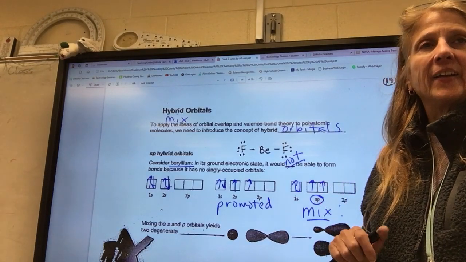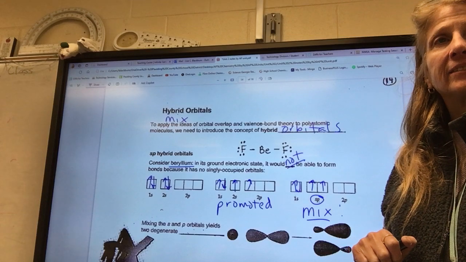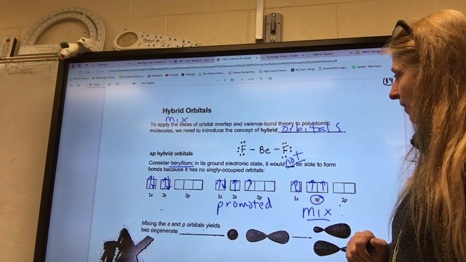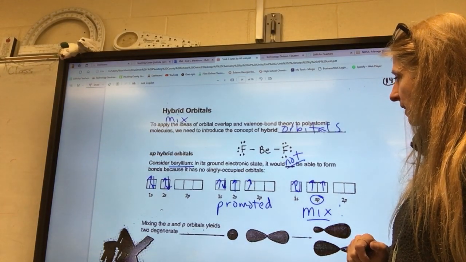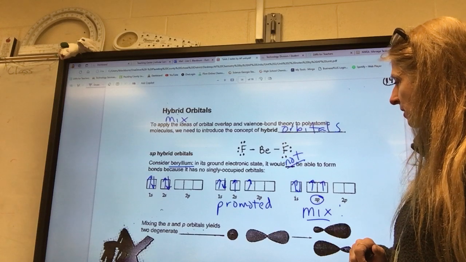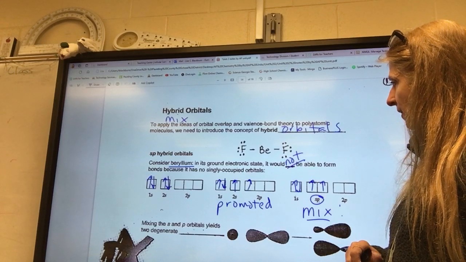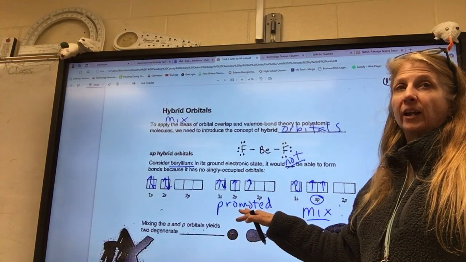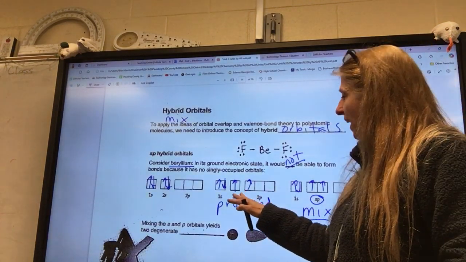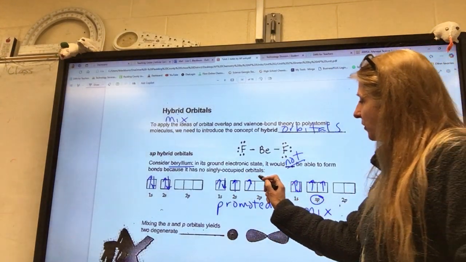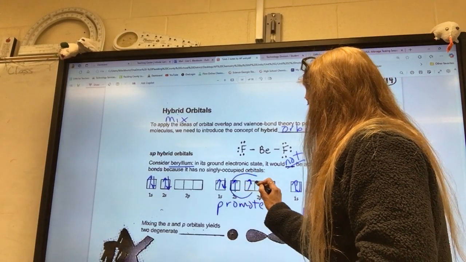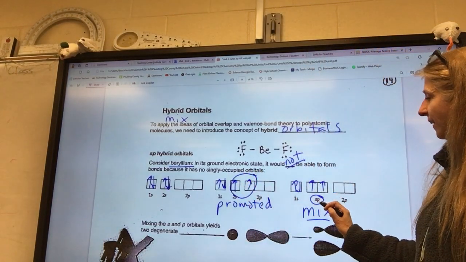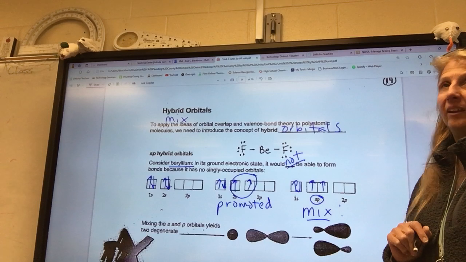Yes? So why do the boxes go from 1 and 3 to 2? Well, I get just 2s having 1 box, 2p having 3 boxes. This is what it normally has, right? Yeah. Normally it's that. But now what it's going to do is it's going to take these two and mix them together till they're exactly the same and they're SPs. Okay.